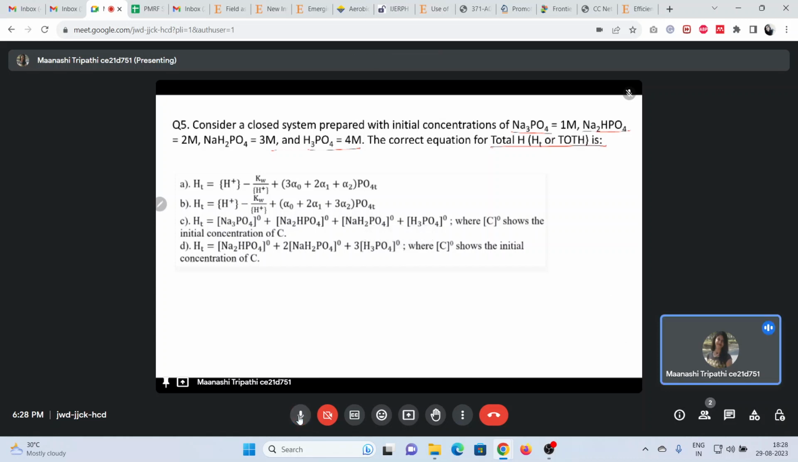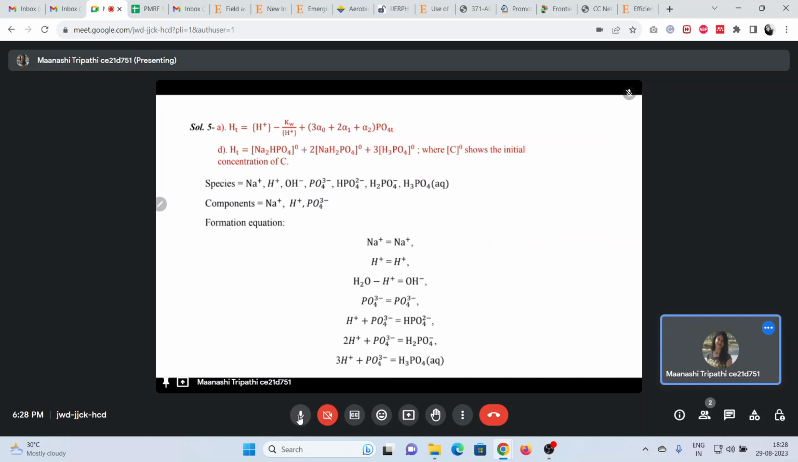Please take some time and try to solve this question. We'll see the solution now. So HT is equal to, this is A and D is the solution for this question.